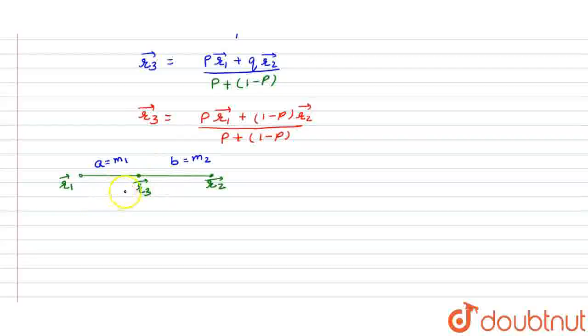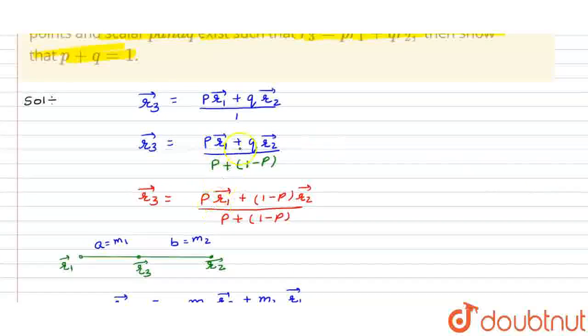Now using the section formula, we find the value of r3 vector is equal to m1 r2 vector plus m2 r1 vector divided by m1 plus m2. We know that in the section formula, this r3 vector divides r1 vector and r2 vector. That means we have to compare these two equations.